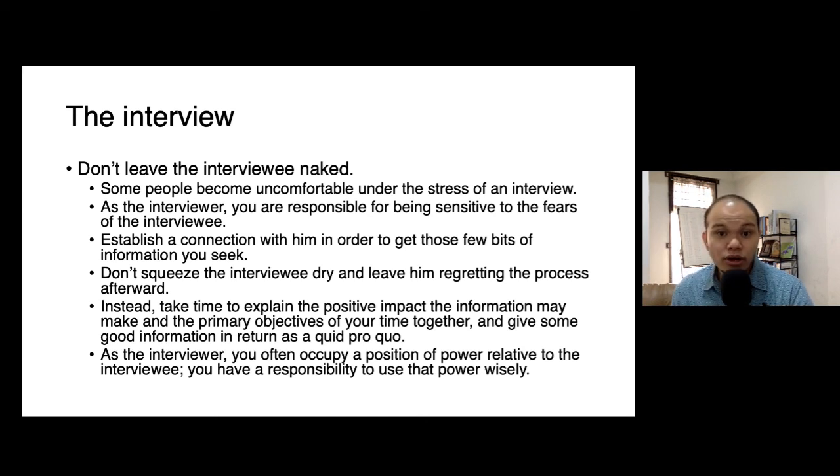As the interviewer, you are responsible for being sensitive to the fears of the interviewees. So establish that connection, that rapport with him or her in order to get those bits of information that you seek. Don't force the situation, right? If the interviewee is so nervous or anxious, don't force the interviewee to give you as much data as you'd hope for. Sometimes it might be just good enough to get a few and adjourn the conversation.